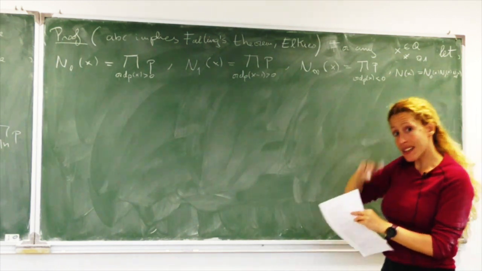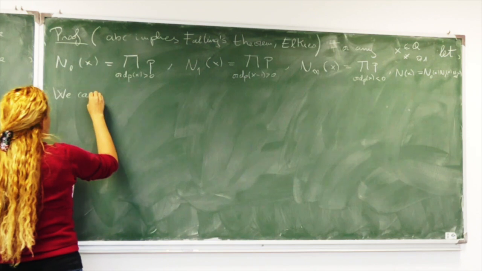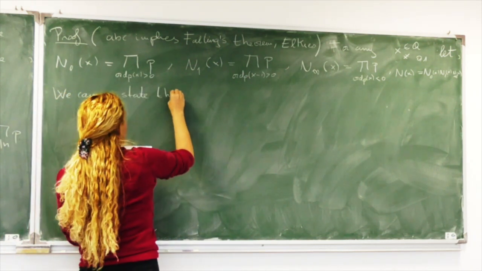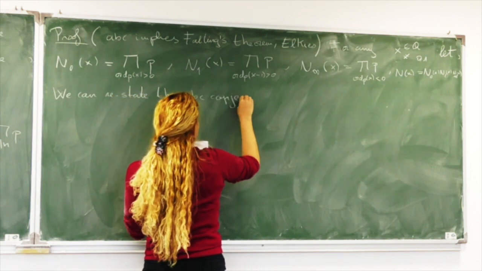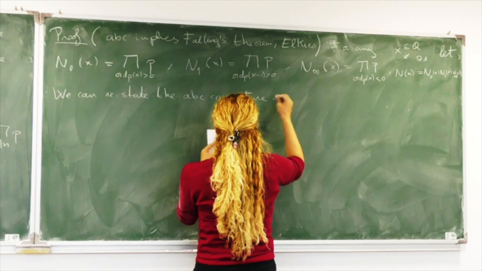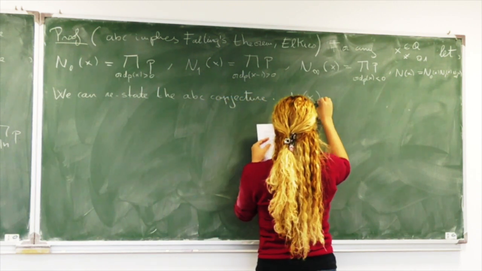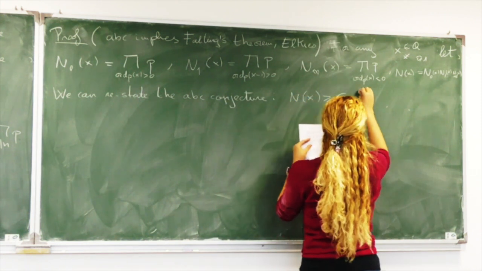Okay? So by introducing this, and now I set n of x equal to the product of these three things, we can restate the ABC conjecture as follows. So we can write it as this is greater or equal than this.